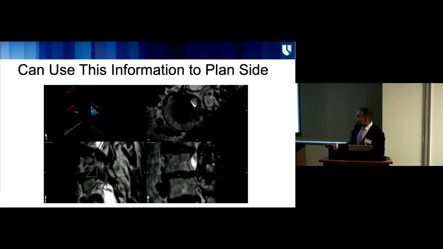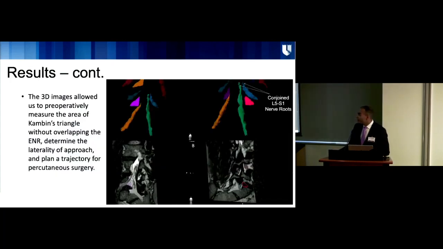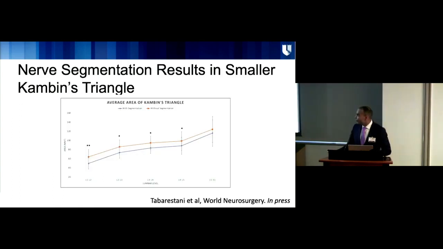So we can now know exactly the dimensions of Kambin's triangle before we go into surgery. So I know, hey, if this person doesn't have a radiculopathy, I can go on the side that's bigger, right? And so I can measure that before I go to surgery. This is really cool. I actually could find out that the person had a conjoined nerve root before I went to surgery. So this is, I think, something that makes surgery much, much safer as well.